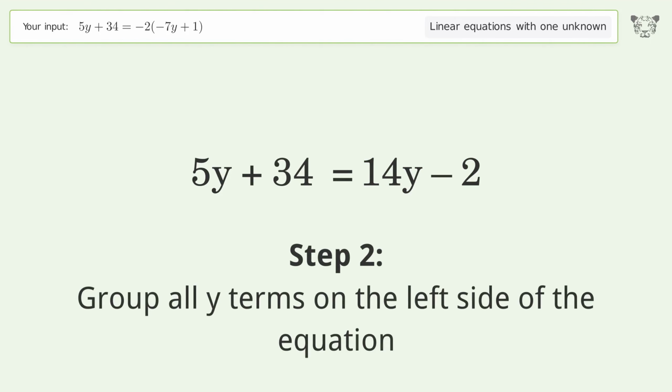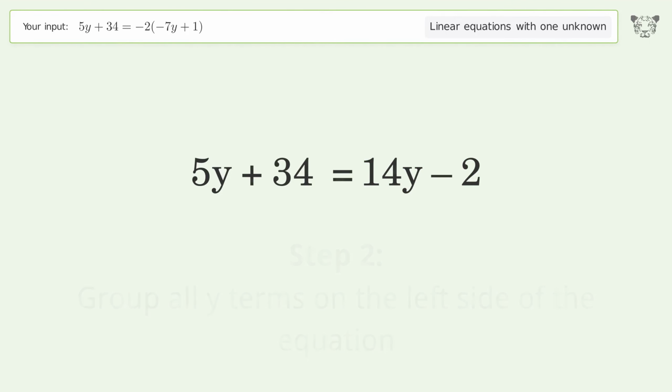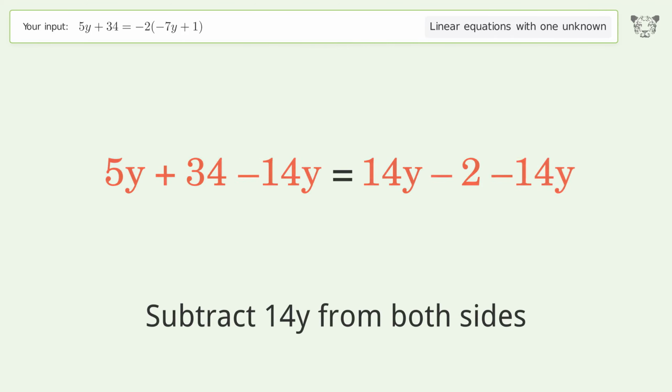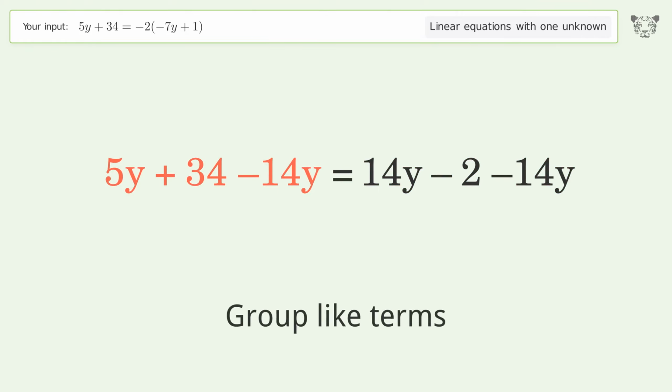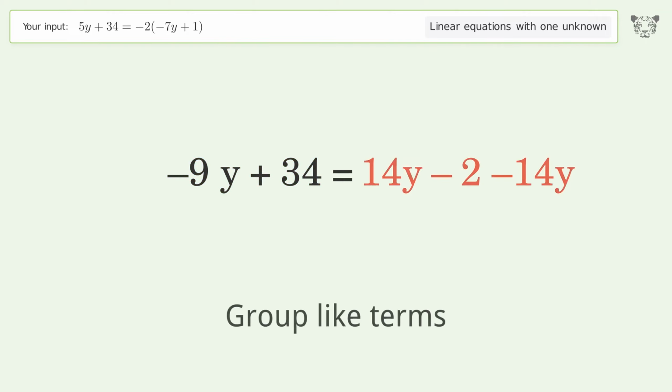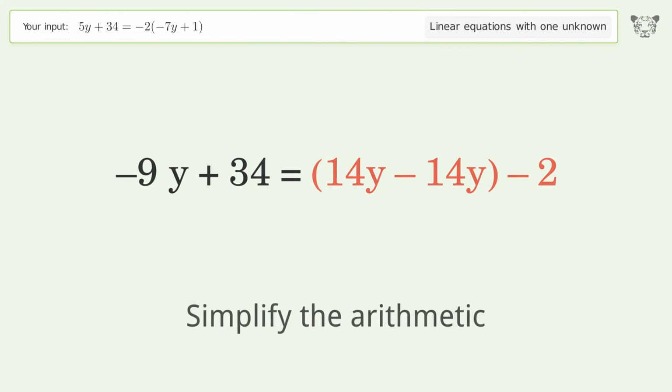Group all y terms on the left side of the equation. Subtract 14y from both sides. Group like terms. Simplify the arithmetic. Group like terms. Simplify the arithmetic.